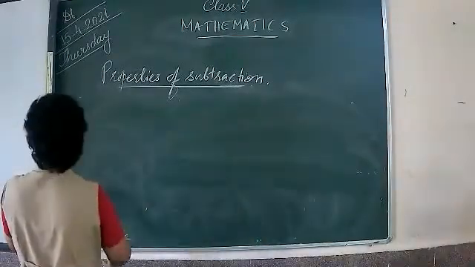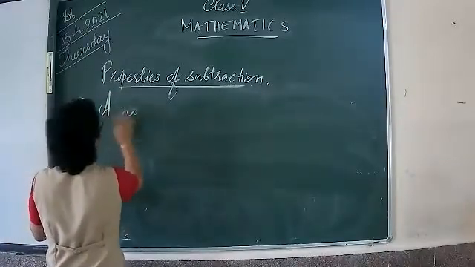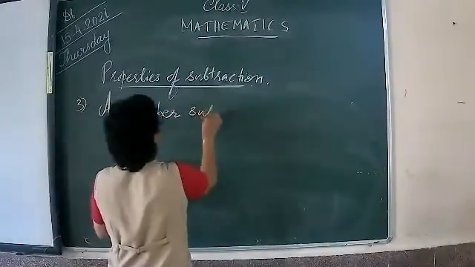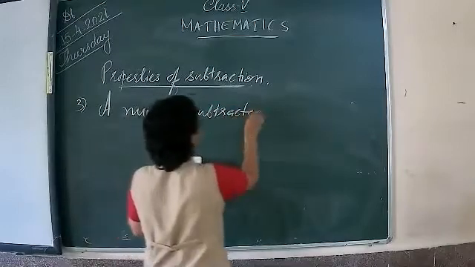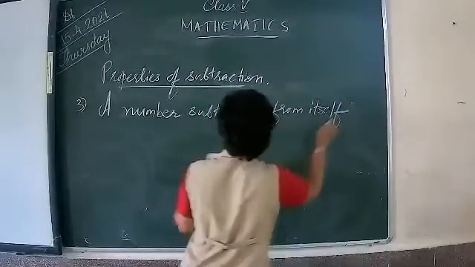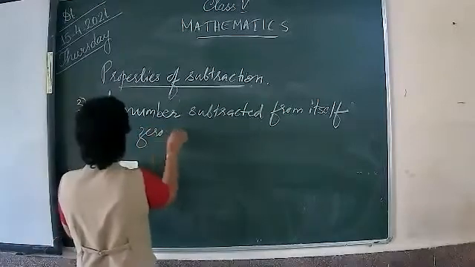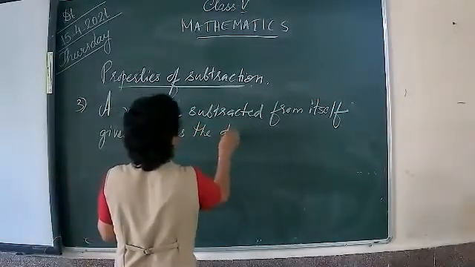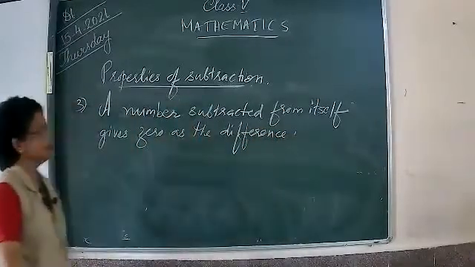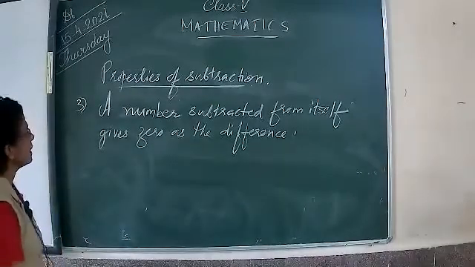Now, the third property. A number subtracted from itself gives 0 as the difference. What is that, children? A number subtracted from itself gives 0 as the difference.